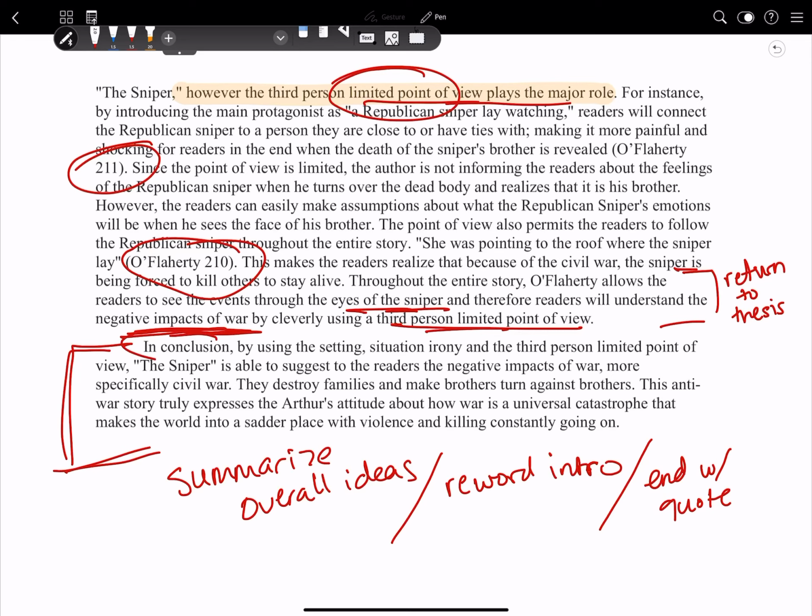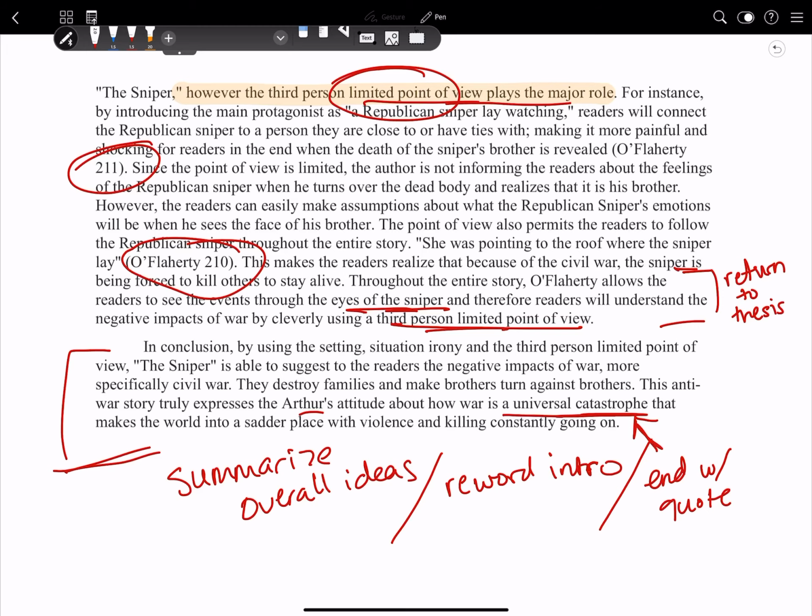In conclusion, I would avoid this transition word because it's basic, but it's better than no transition word. By using the setting, situational irony, and the third-person limited point of view, the sniper is able to suggest to the readers the negative impact of war, more specifically, civil war. They destroy families and make brothers turn against brothers. This anti-war story truly expresses the author's... that's spelled wrong. Attitude about how war is a universal catastrophe. She turns to this idea again. Remember, she said it was destructive, but she's changed up the diction that makes the world into a sadder place with violence and killing constantly going on.